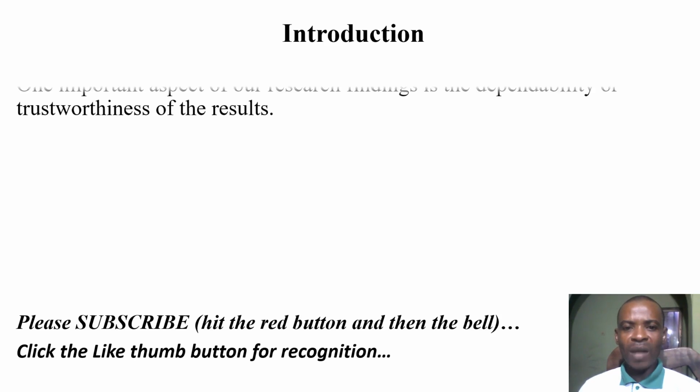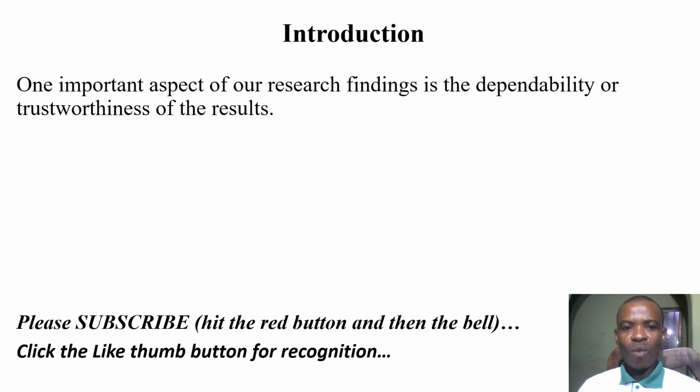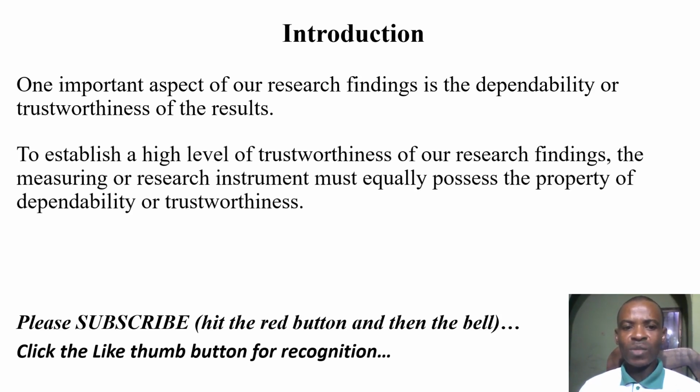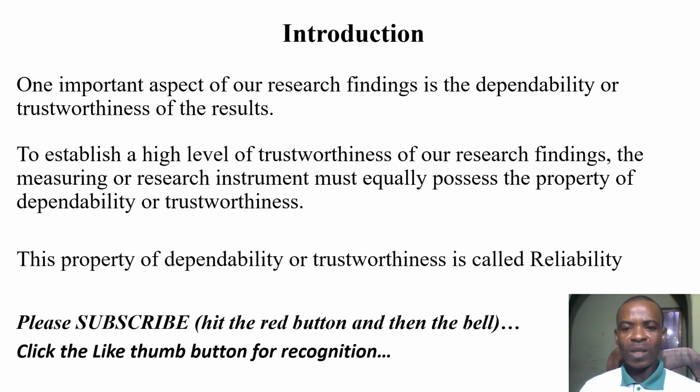The same applies to our research findings. One important aspect of our research findings is the dependability or the trustworthiness of the results obtained from such a study. That means to establish a high level of trustworthiness of our research findings, the measuring instrument must equally possess the property of dependability or trustworthiness. If the instrument used to collect the data is not trusted or cannot be depended upon, it means the results cannot equally be depended upon.